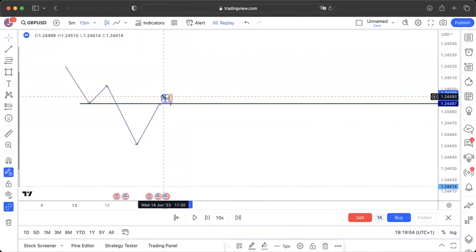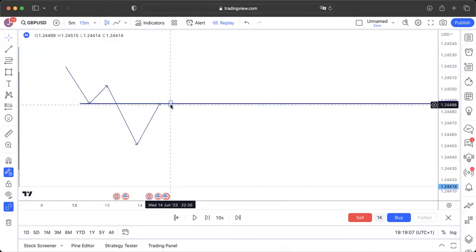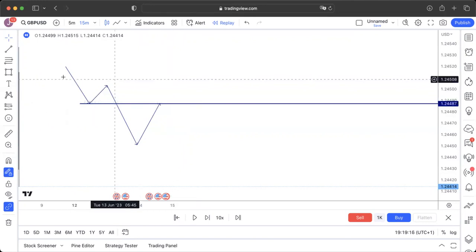So make sure if you're trading the 15-minute line that if you're going for sells, the candle closes below. And if you're going for buys, then the candle closes above. That is key with the 15-minute line level.